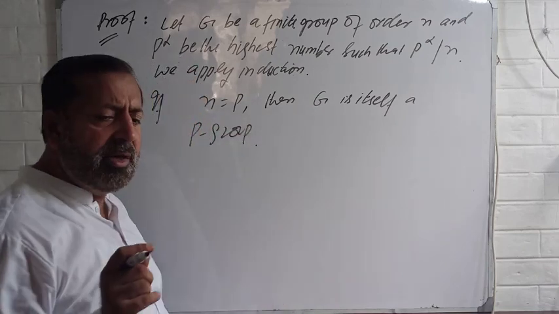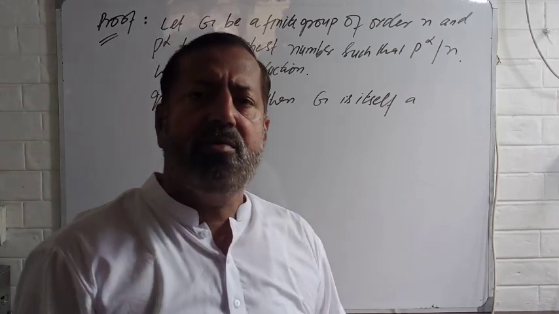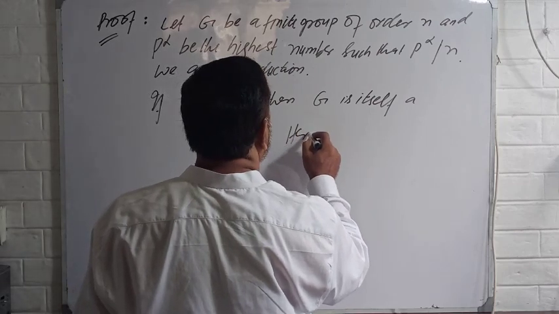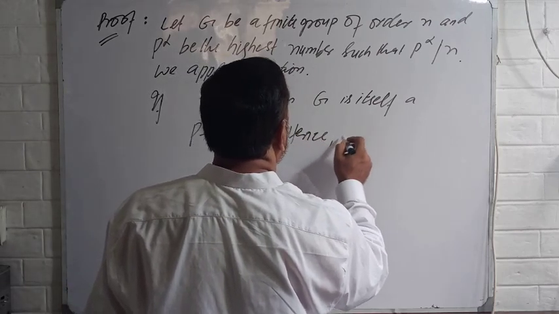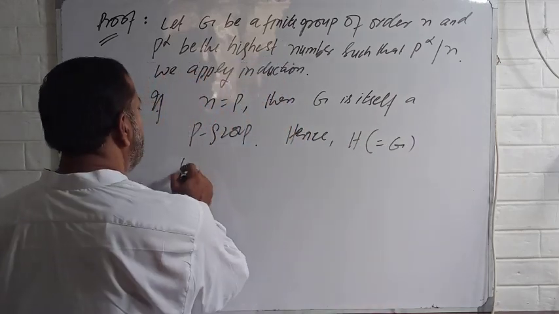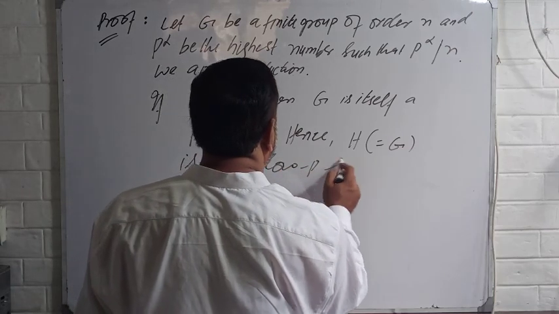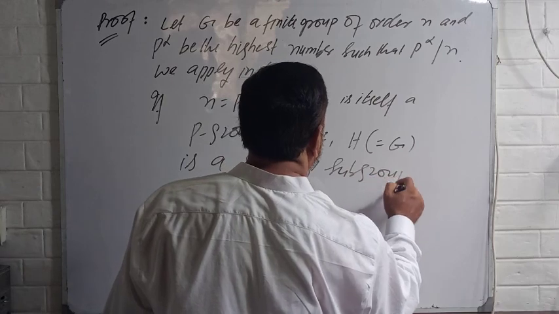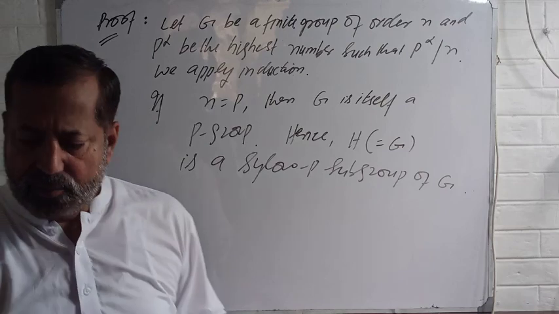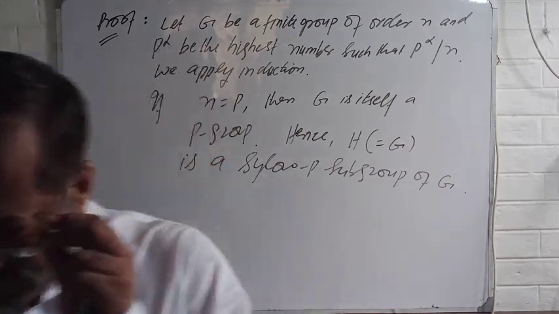Okay, remember that a Sylow-p subgroup is a p-group as well. There is no ambiguity, right? Hence H, which is equal to G, is a Sylow-p subgroup of G. This means G is itself a Sylow-p subgroup.